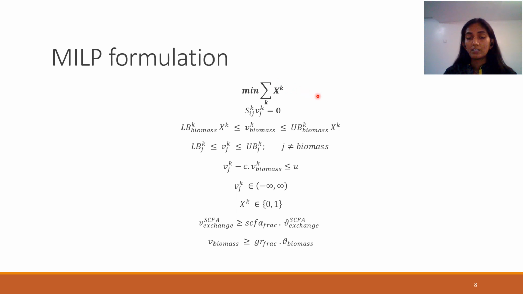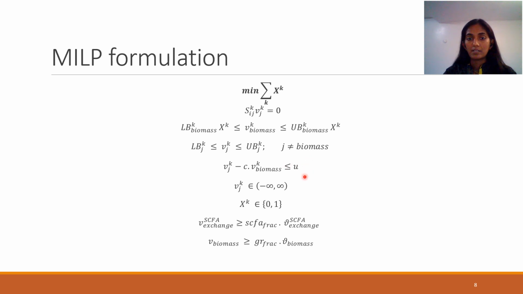It indicates the presence of the member in the community. If it is 0, it means that the species is not present in the community, and if it's 1, it means the species is present in the community. Subject to constraints on stoichiometry, flux values, upper bounds and lower bounds.